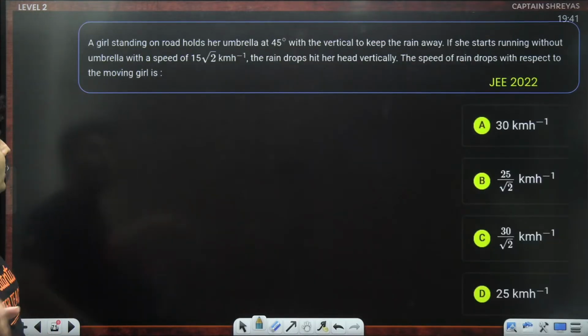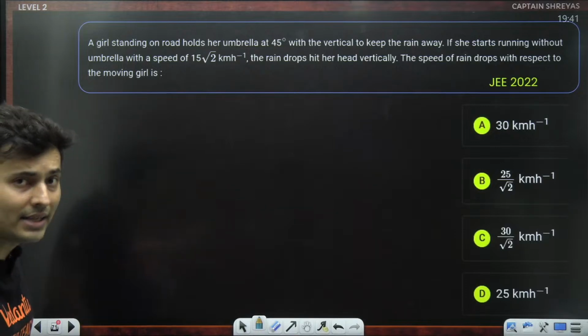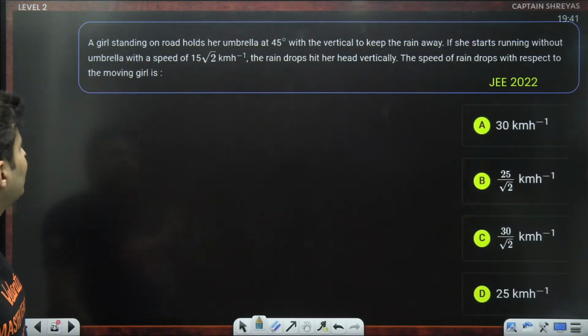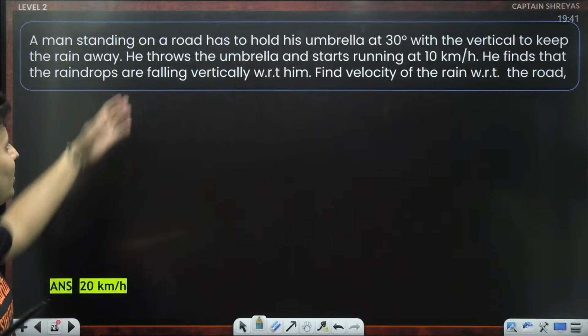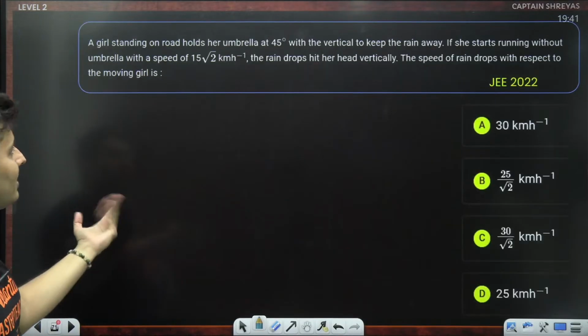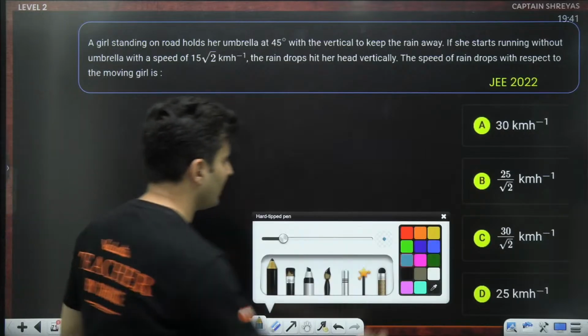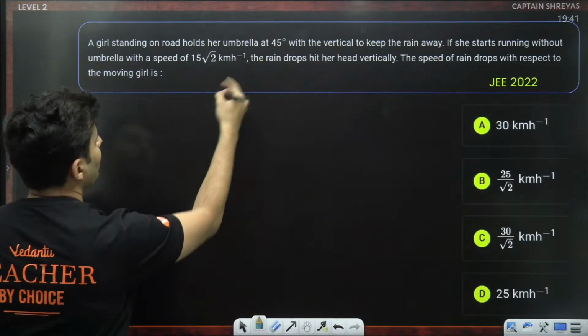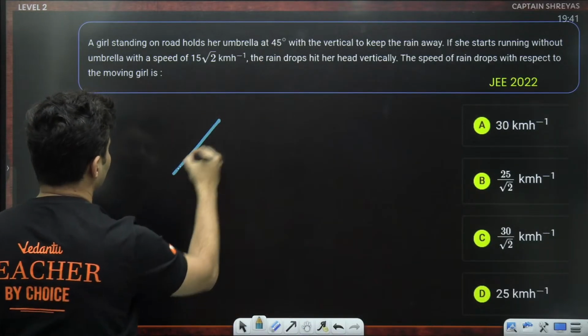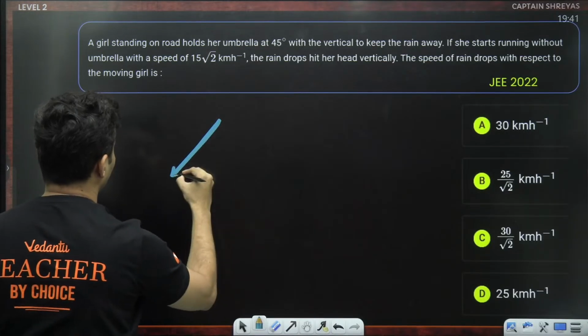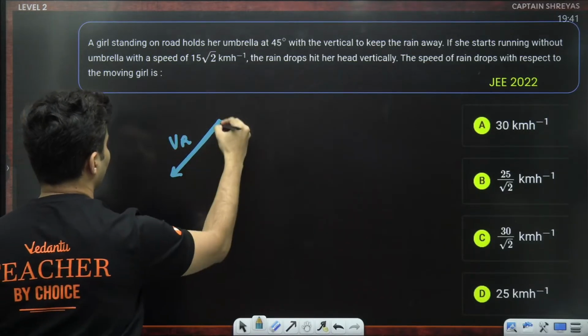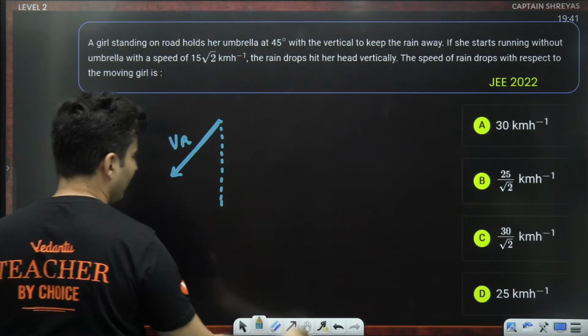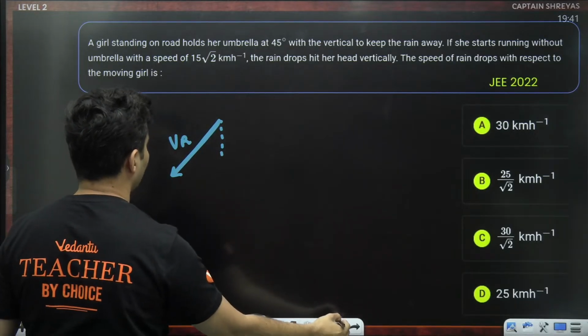There is a girl standing on the road, holds her umbrella at 45 degrees with the vertical. She starts running with this much speed. The raindrops hit vertically. What is the speed of the rain with respect to the moving girl? Isn't this question very similar to this? Exactly the same question, guys. The rain is coming at an angle of 45 degrees when the girl is standing. So this is how the rain is coming, making an angle of 45 degrees. That's all you have to do.